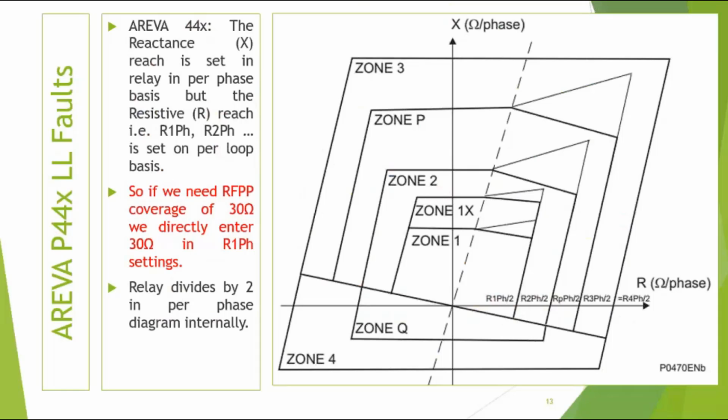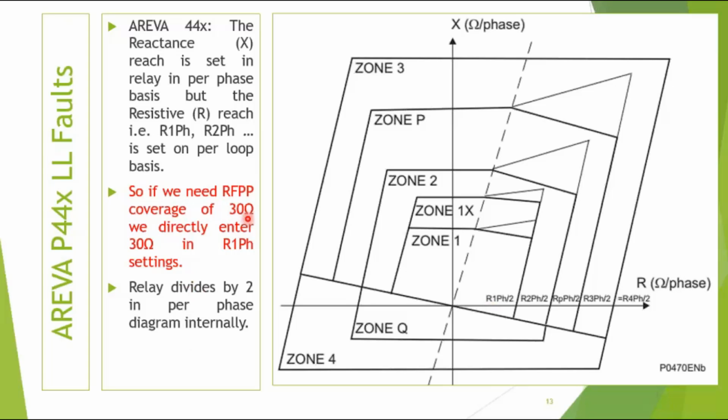In an Areva relay, the reactive reach, the X reach, is set on a per phase basis, and the resistive reach is set on a per loop basis. It is not written directly, I think, in the manual, but this diagram is from the manual itself. So when I enter 30 ohm, the relay actually sees a 15 ohm per phase resistance. That is what I wanted to impress.